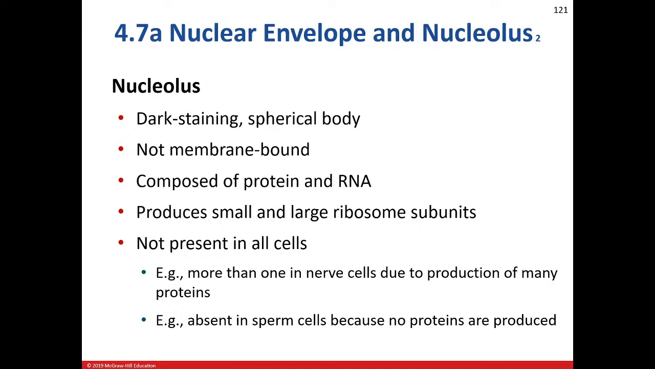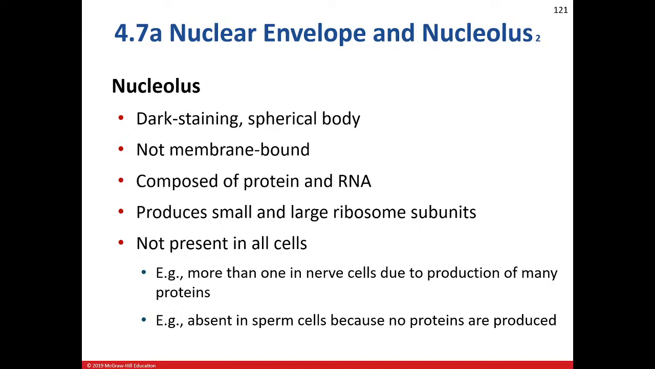The nucleolus is a dark staining spherical body. What does that mean? Well, it's a spherical structure inside of the nucleus that looks dark when we apply stains or dyes to the tissue. It is not membrane bound, and it's composed of protein and RNA, and its job is to produce the small and large subunits of the ribosome.